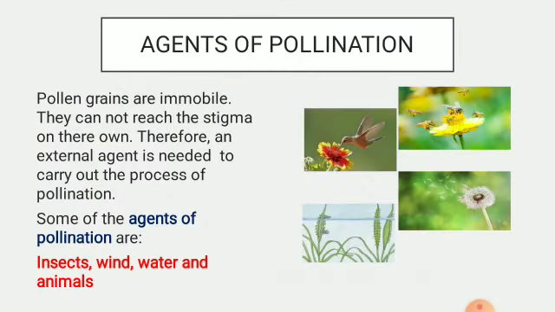Pollen grains are non-motile. They cannot reach the stigma on their own. Therefore, an external agent is needed to carry out the process of pollination. Some of the agents of pollination are insects, wind, water, and animals.